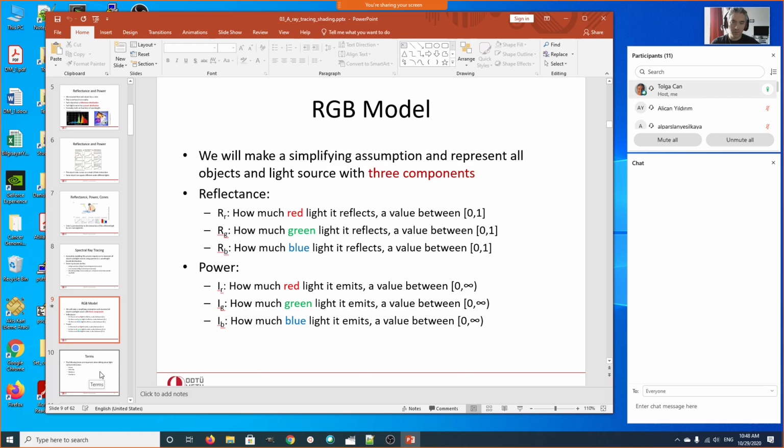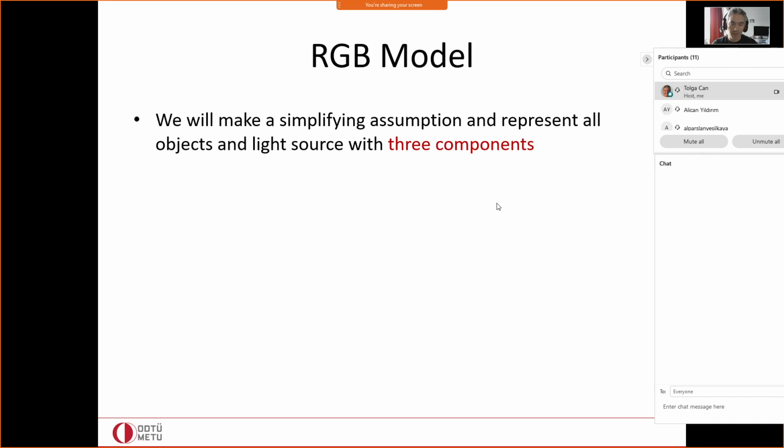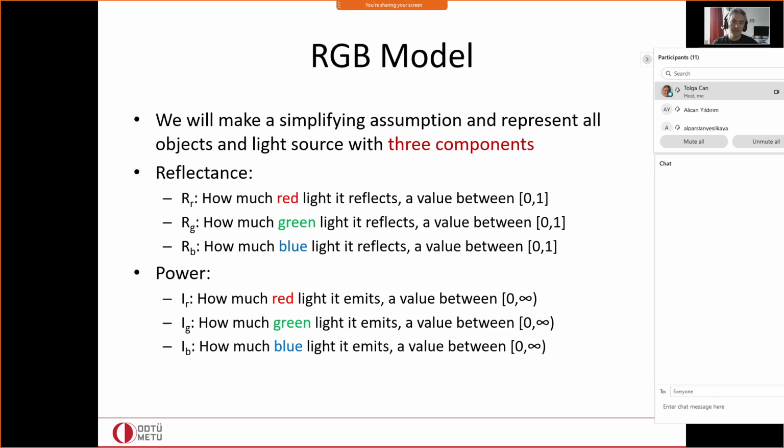We have talked about the RGB model. Our materials are going to be represented with three components, RGB. Also, the power of the light or the color of the light will also be represented by three components, RGB. Or we sometimes call this the intensity of the light. The intensity of the light will vary from 0 to infinity, and it says how much red light the light source emits.